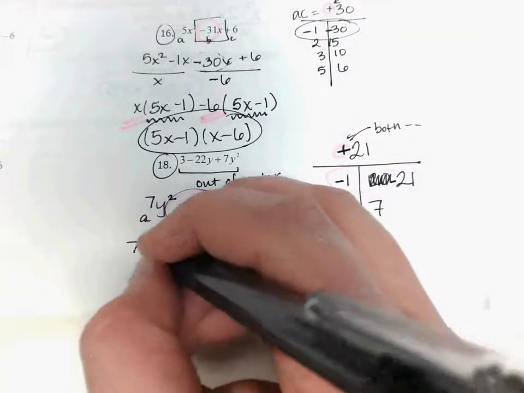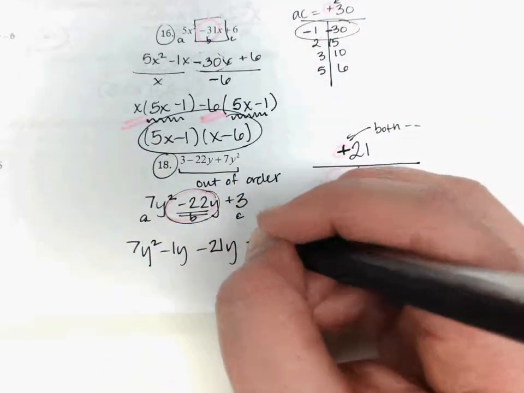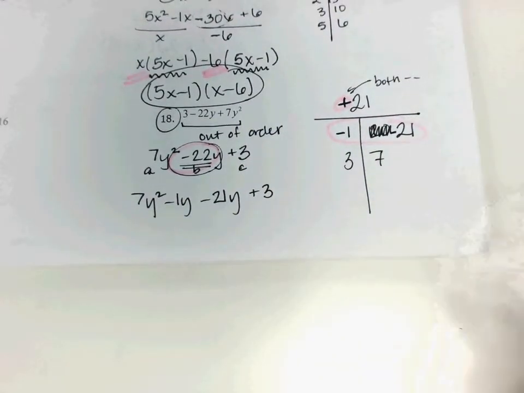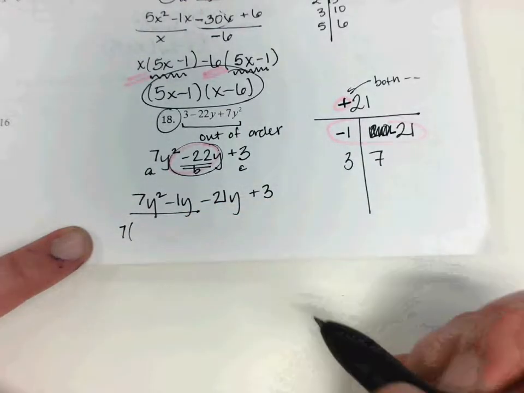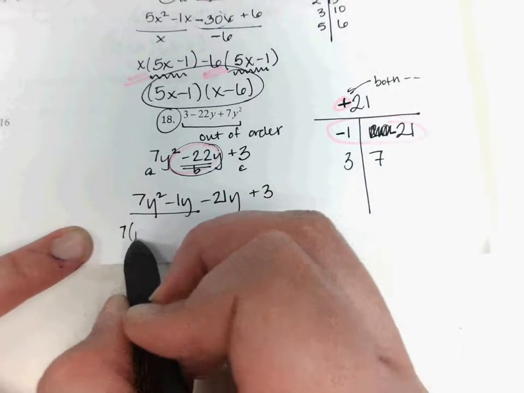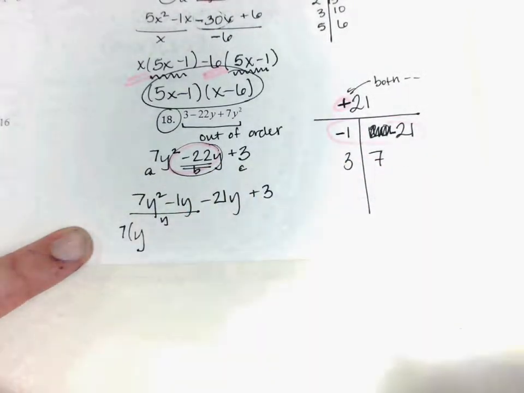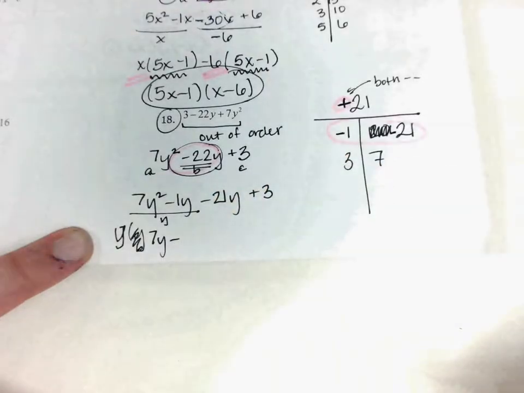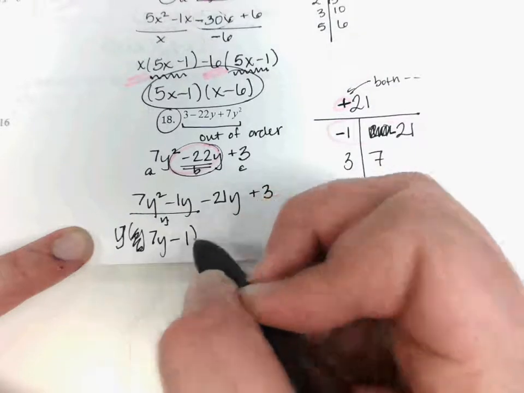So 7y squared minus 1y minus 21y plus 3. And then you look for your common factors to see what you can take out. These guys both can lose a 7. That's going to leave me with just a y here. And actually, hold on, I can't divide by 7. I can only divide by a y, my bad. So put your y in the front. And that will be now just a 7y minus. And then a 1y divided by y leaves a -1.